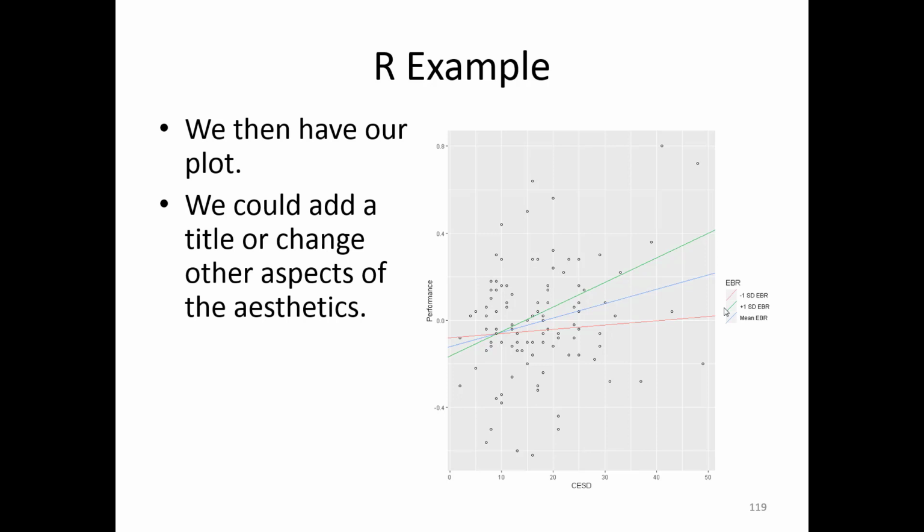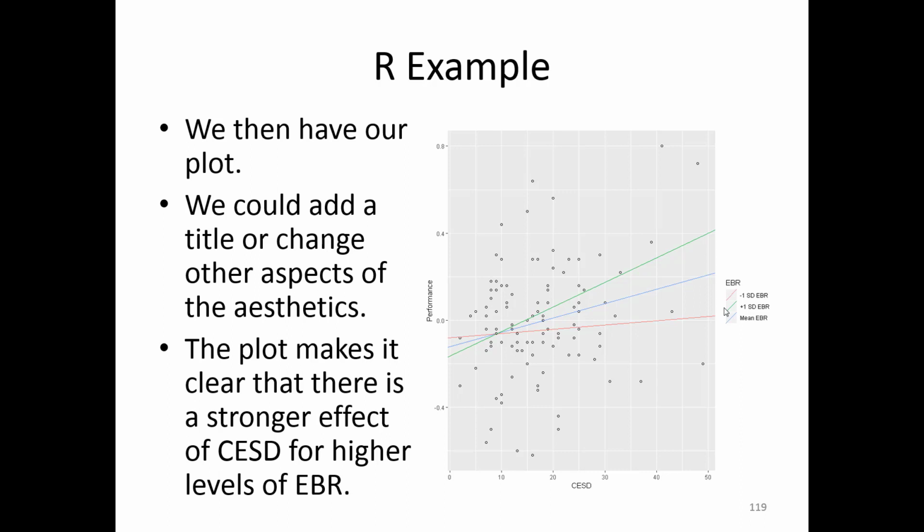If you look in some of the earlier R scripts that we created, it's similar code for that. The plot makes it very clear that there's a stronger effect of CESD on performance for higher levels of EBR. We couldn't really get that as clearly in any other way. If we plotted the regression plane in 3 dimensions, we might get something like that, but I don't think it would leave us with as clear an impression of the data as we have now.